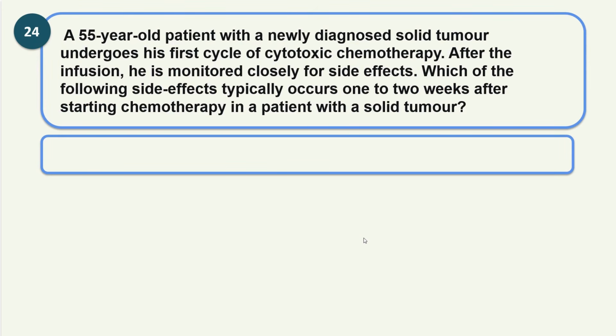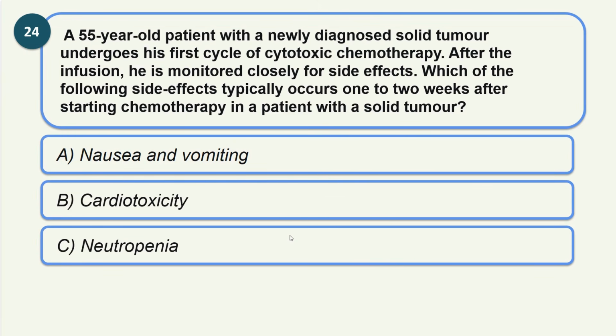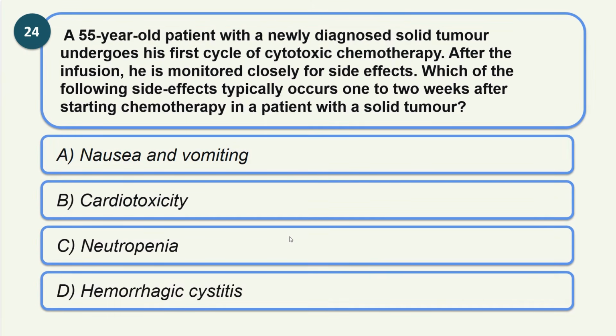Next, a 55-year-old patient newly diagnosed with a solid tumor undergoes the first cycle of cytotoxic chemotherapy. After infusion, he is monitored closely for side effects. Which of the following side effects typically occurs 1 to 2 weeks after starting chemotherapy in a patient with a solid tumor? A. Nausea, vomiting. B. Cardiotoxicity. C. Neutropenia. D. Hemorrhagic cystitis. The correct answer is neutropenia.